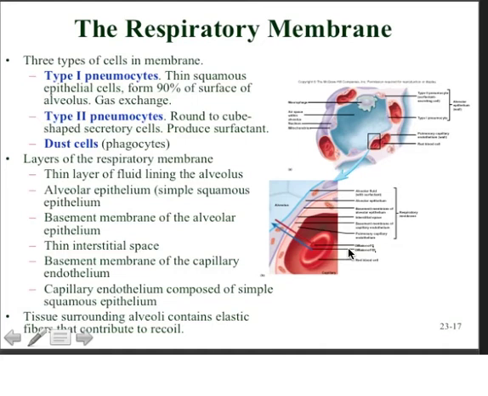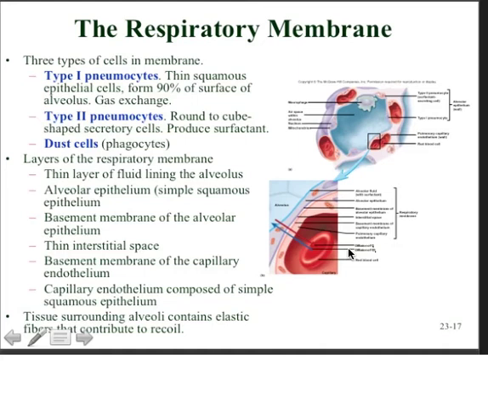Anything that's going to thicken this membrane is going to be a problem. The accumulation of water is going to impede gas exchange, as will the introduction of particulates and tar, and also the production of infected mucus, as we see, for instance, in individuals that have cystic fibrosis.